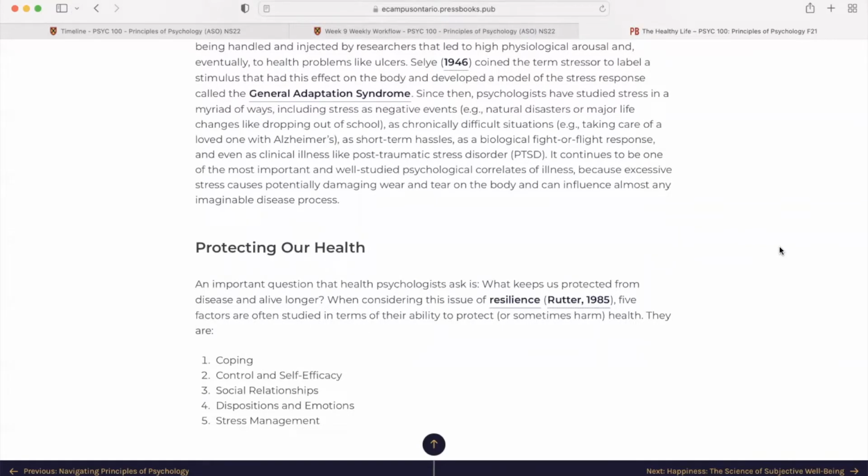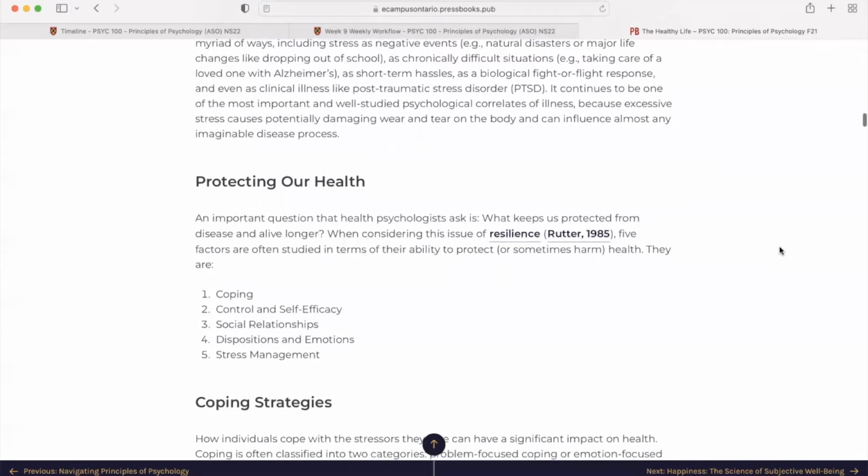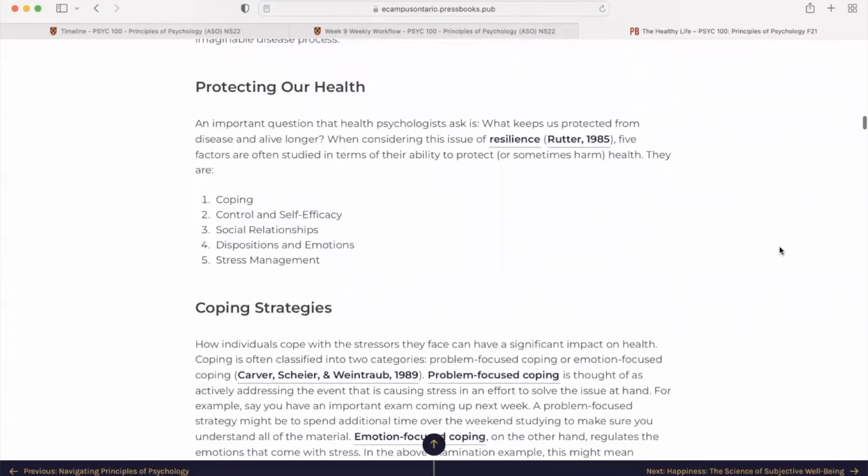Since then, psychologists have studied stress in a myriad of ways, including stress as negative events, as chronically difficult situations, as short-term hassles, as a biological fight or flight response, and even as clinical illness like post-traumatic stress disorder. It continues to be one of the most important and well-studied psychological correlates of illness because excessive stress causes potentially damaging wear and tear on the body and can influence almost any imaginable disease process.